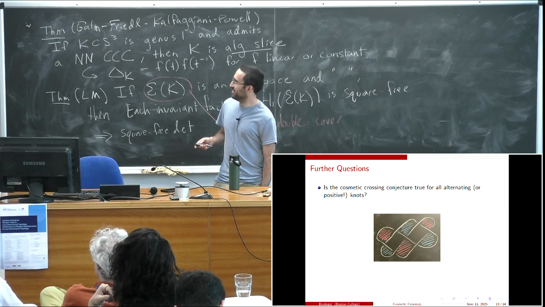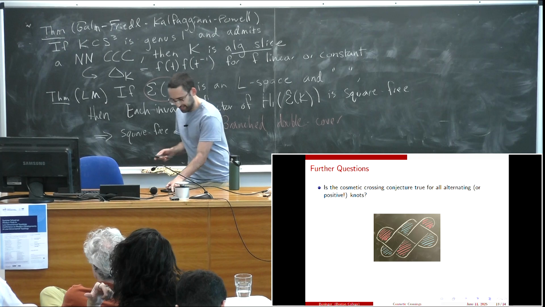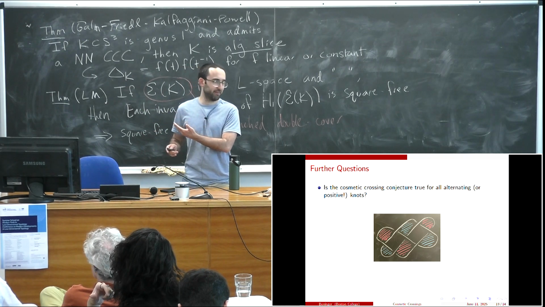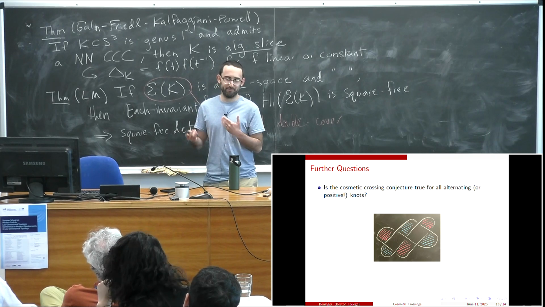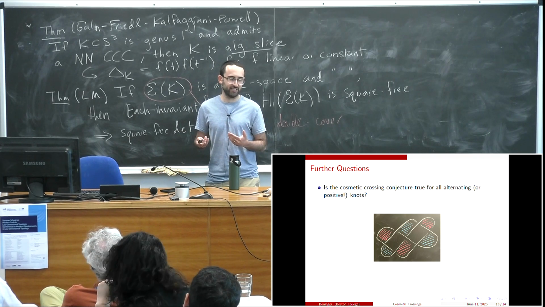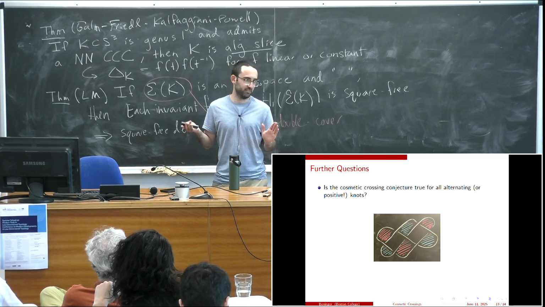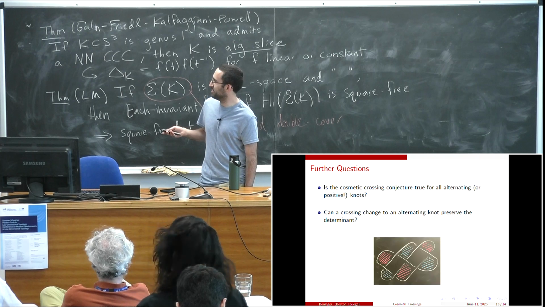Let's see. Can we do it for all alternating knots? I actually think this is the wrong question, which I'm out of time, but you can ask me. I actually think positive knots are maybe the right knots to think about, and it's not obvious from the name, but special alternating knots are exactly the knots which are both alternating and positive. So I think that is maybe a better class of knots to think about.